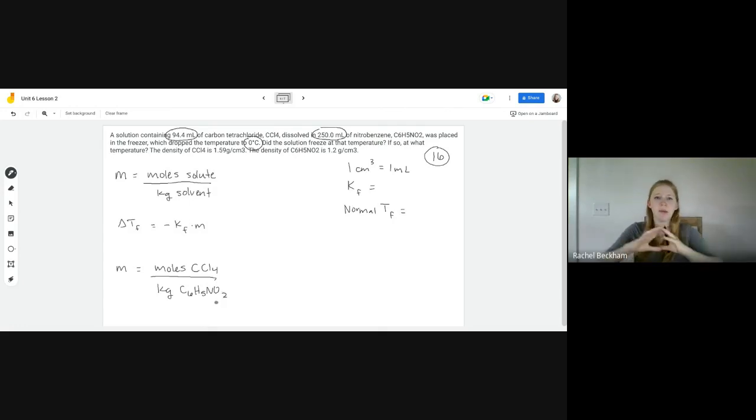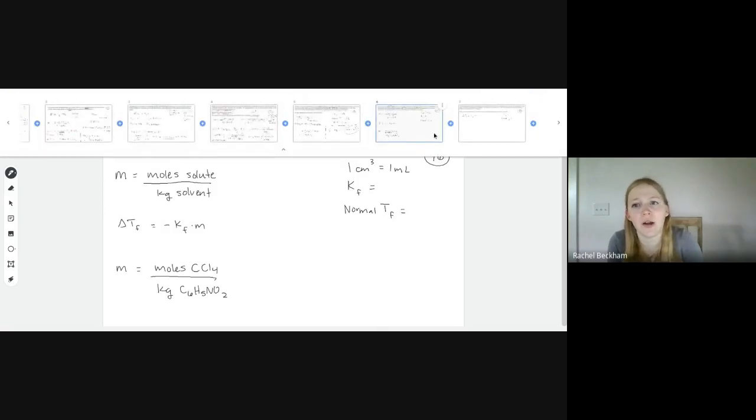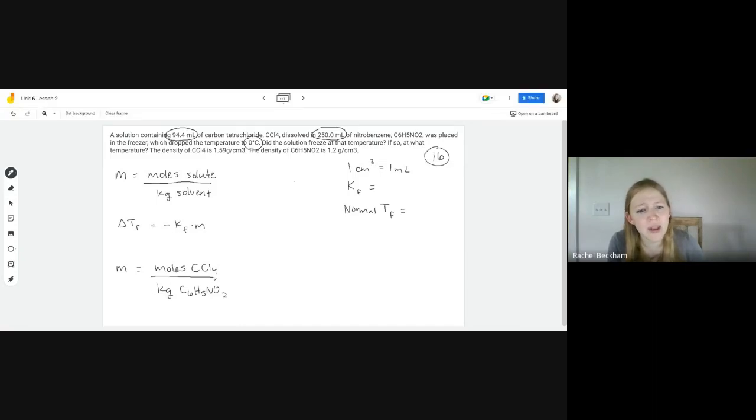Okay. This problem is the longest problem, so just keep up with me. This one's going to be the longer one, and then there are other ones after this. So we may need one extra slide here. I'll go ahead and put that in. Okay, so we need moles of CCl4 on top and kilograms on bottom, and that will give us the molality that we can plug in here.